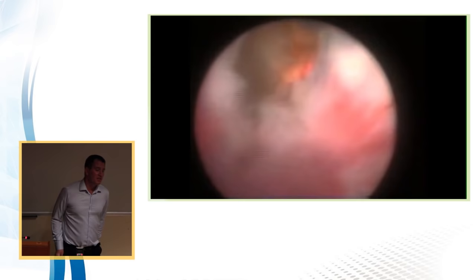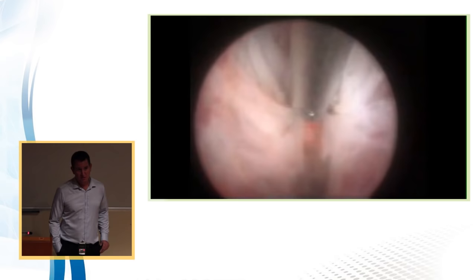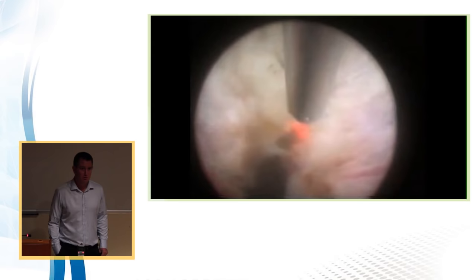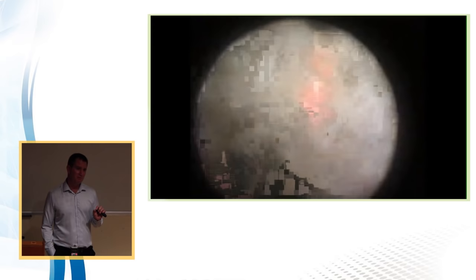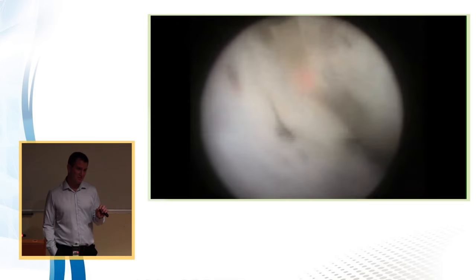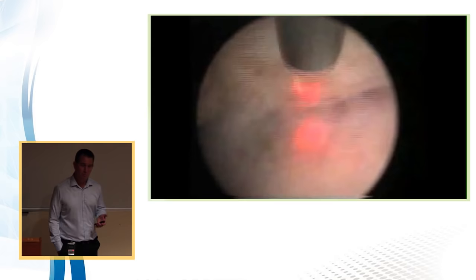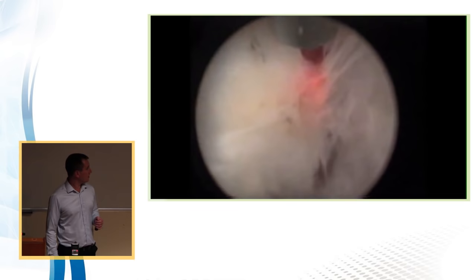It depends on the fluence. Usually it's a power of 100 watts that is divided into 20 pulses, so it's two joules per pulse, and the fiber is about 550 micron diameter. So the area is very, very small. The peak power is above 10 kilowatts per pulse. It's very high.